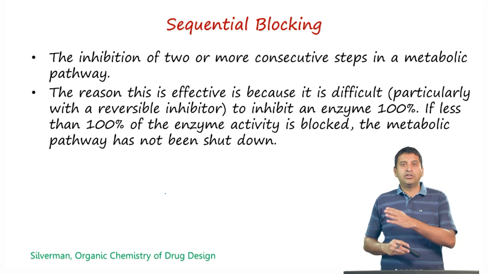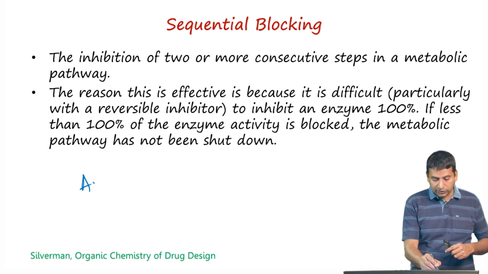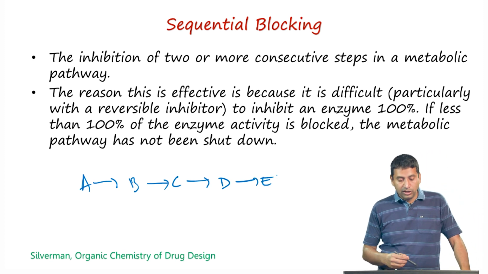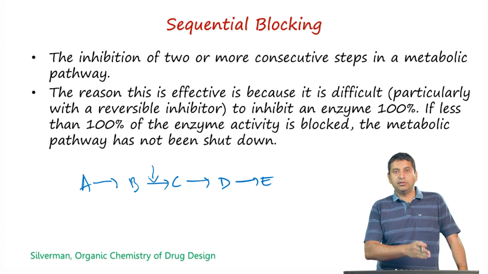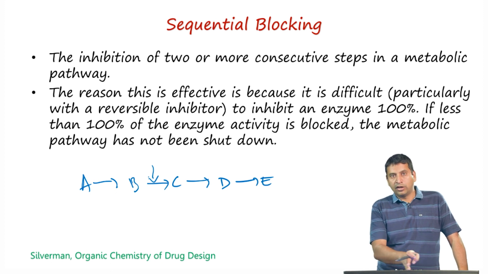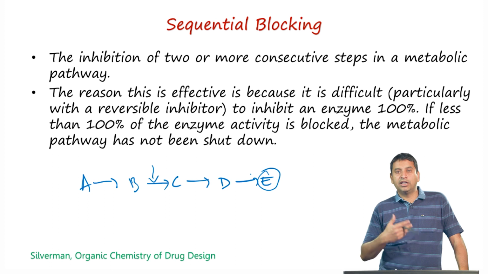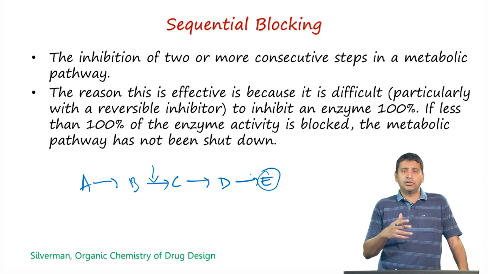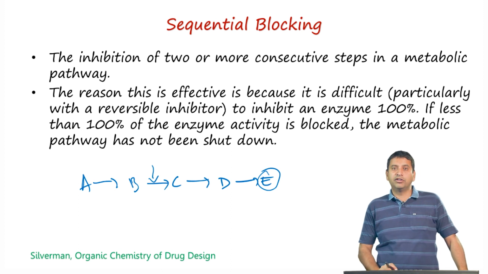You can also do what is known as sequential blocking. Here, we look at a metabolic pathway that is important and we want to develop inhibitors. Let us say A goes to B, goes to C, goes to D, goes to E. This is a metabolic pathway that we want to inhibit. Let us say we develop an inhibitor for this step. Because B does not get converted to C by inhibition, you do not get to the formation of E. But of course, because we are looking at reversible inhibition, it is possible that you would never get 100% inhibition. So, if less than 100% of the enzyme activity is blocked, then the metabolic pathway has really not truly been shut down. There is always going to be some amount of E that is produced.